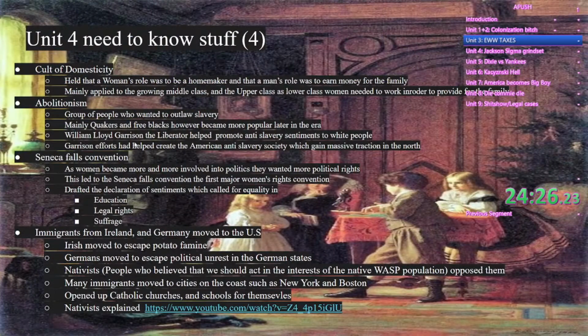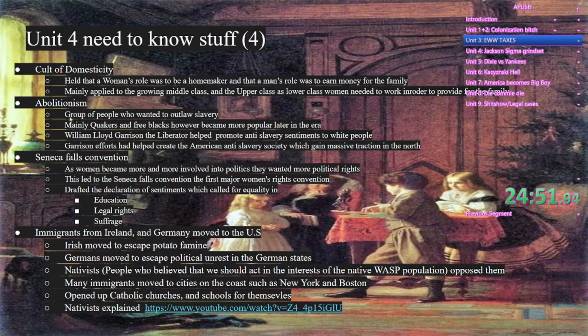For Unit 4, need to know: the cult of domesticity was basically the idea that it's a woman's role to be a homemaker, and a man's role to earn money for the family. This actually mainly applied only to the growing middle class and the upper class, because lower class women pretty much had to go work in factories in order to make money for their families.